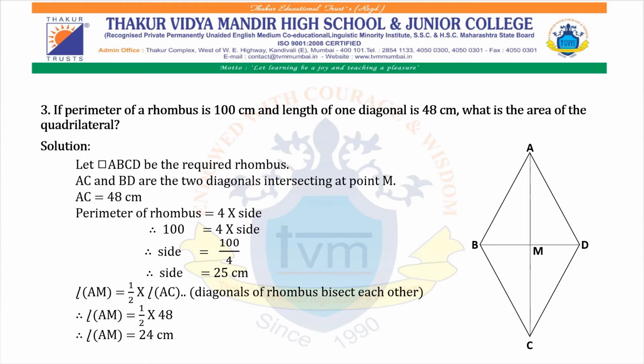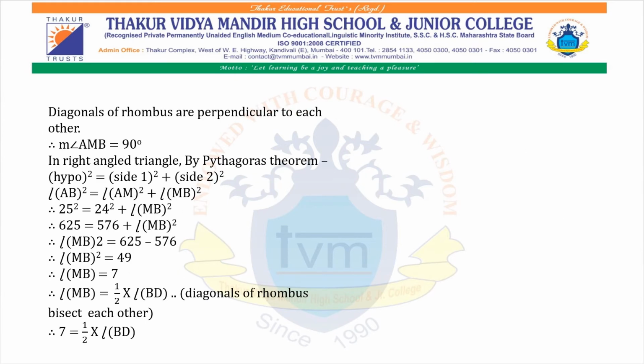Length AM is equal to half into length AC, as diagonals of a rhombus bisect each other. Therefore, length AM is equal to half into 48. Therefore, length AM is equal to 24 centimeters. Diagonals of a rhombus are perpendicular to each other. Therefore, measure of angle AMB is equal to 90 degrees. In the right angle triangle, by Pythagoras theorem, hypotenuse square is equal to side 1 square plus side 2 square. So, length AB square is equal to length AM square plus length BM square. Therefore, 25 square is equal to 24 square plus length MB square.